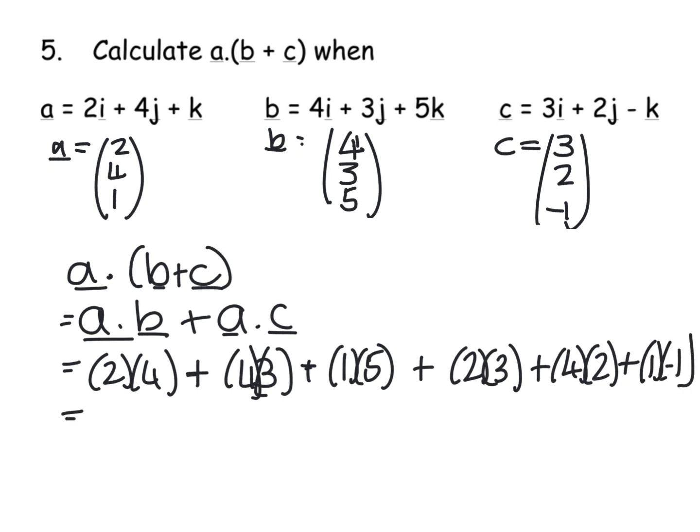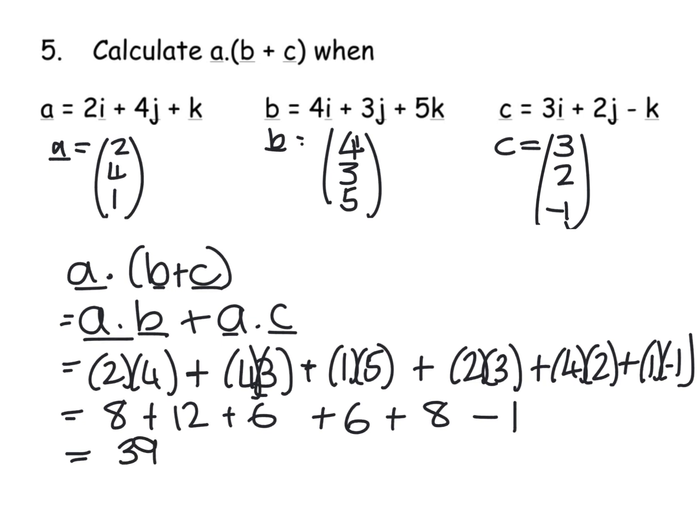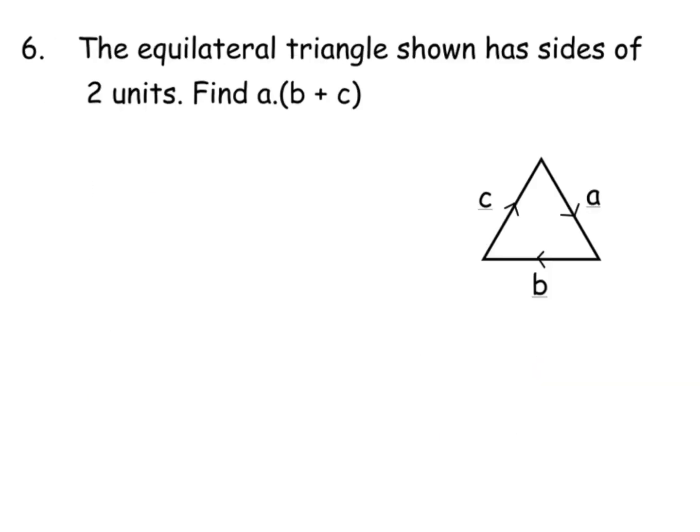So, tidy all this up, we have got 8 plus 12 plus 6, plus another 6, plus another 8, and then take away 1. So I have got 20 plus 12 is 32, 40 take away 1 is 39, so the value there would be 39. That's that example done. My final example is the biggie.